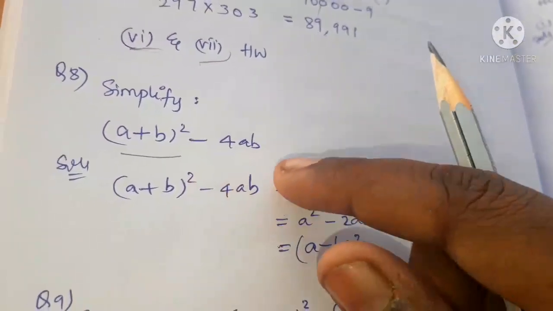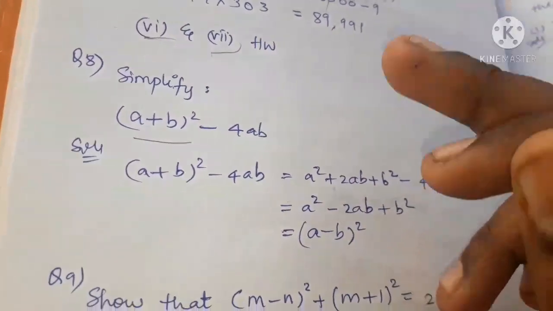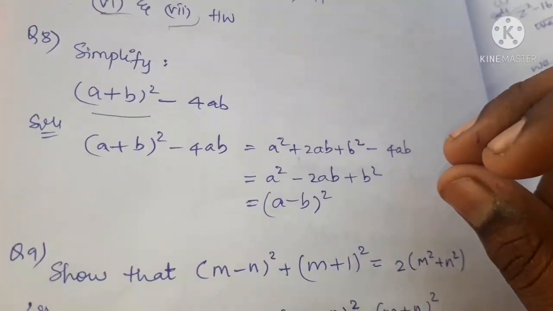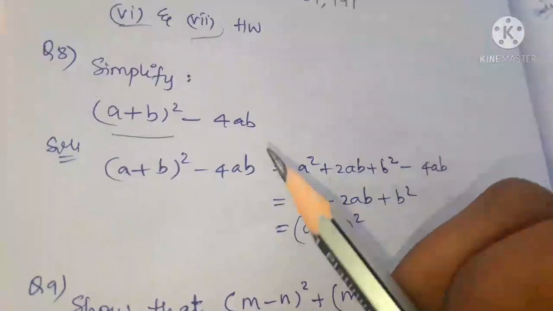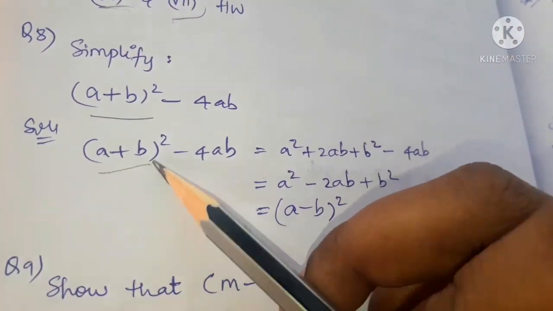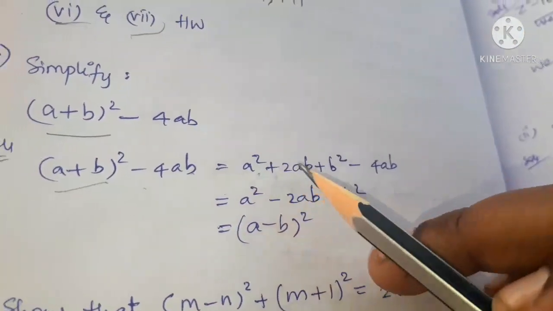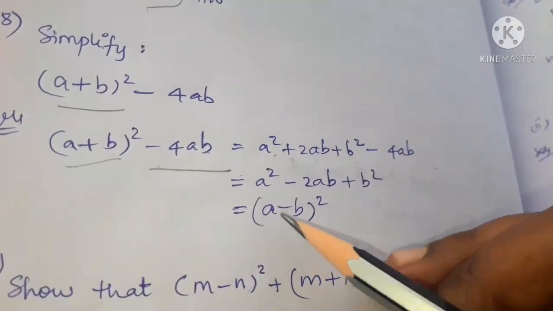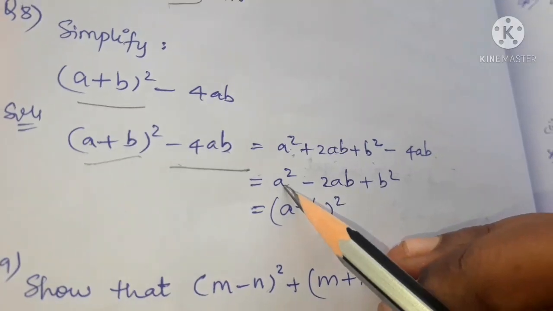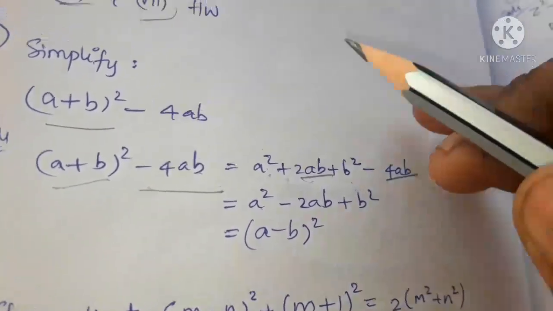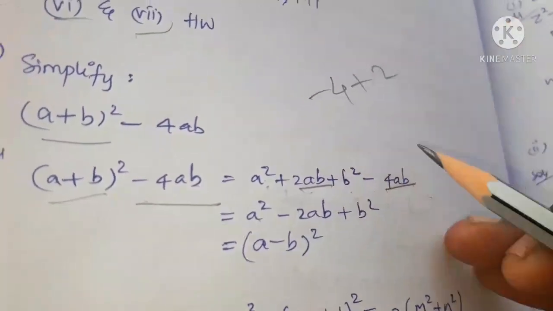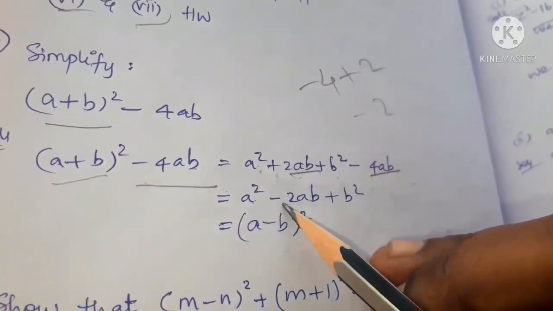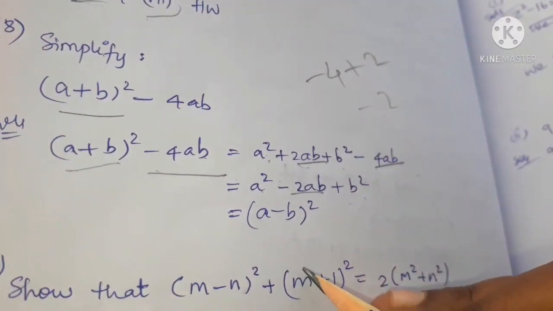So 2ab and minus 4ab will get subtracted and you will get one answer at final. Okay, so let us see what we get. (a plus b) whole square minus 4ab means a square plus 2ab plus b square minus 4ab, which is in the question itself. Now a square, then when you subtract these two, minus 4 plus 2, it is minus 2, right? So it is minus 2ab plus b square.